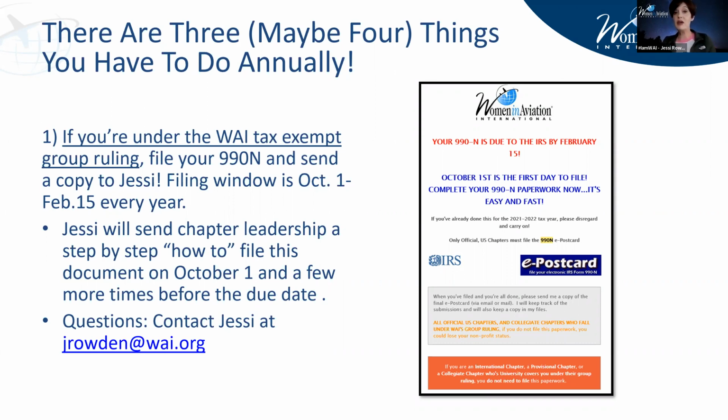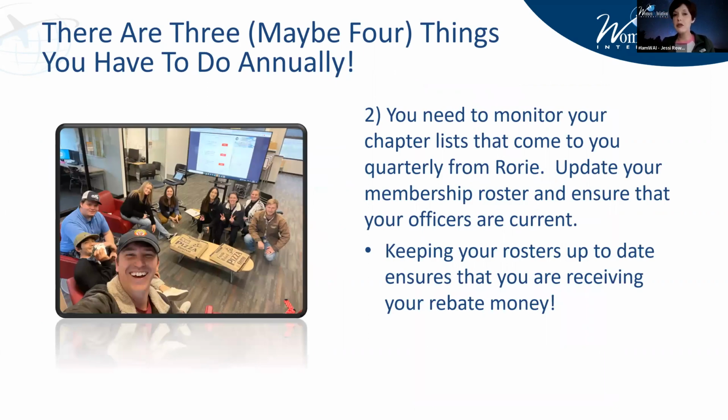The second thing that you need to do is monitor the chapter lists that come out to you quarterly from Rory. Make sure you're updating your membership roster and that your officers are current. Current as in they are the current leaders, and current as in they are current members of Women in Aviation International. Because when your leadership is expired, then it is putting your chapter at risk with your status.